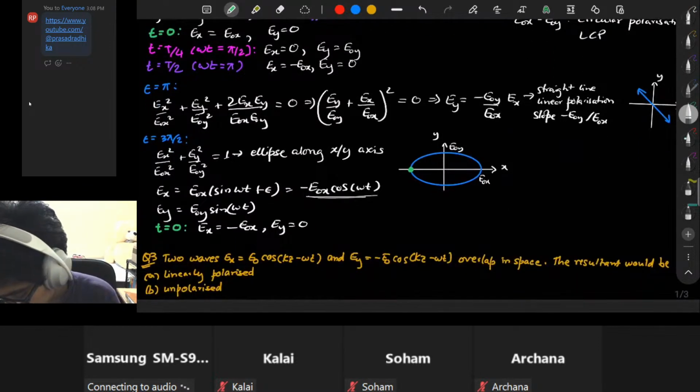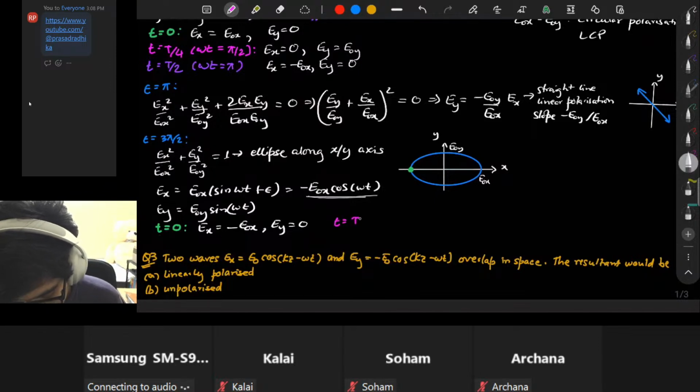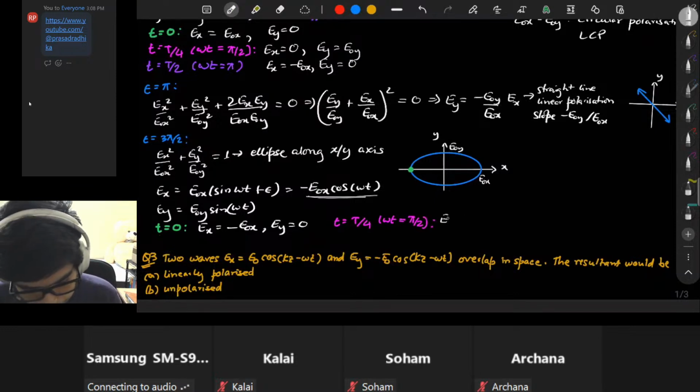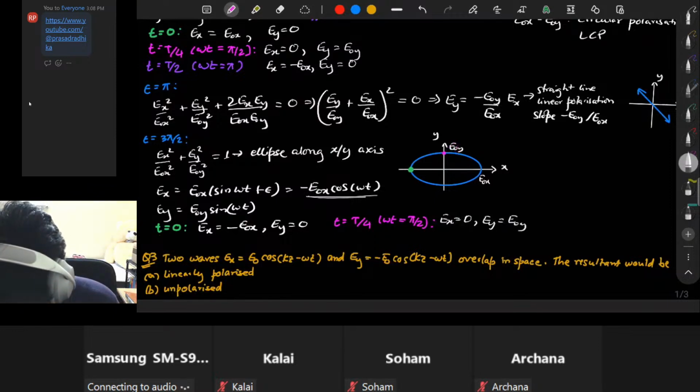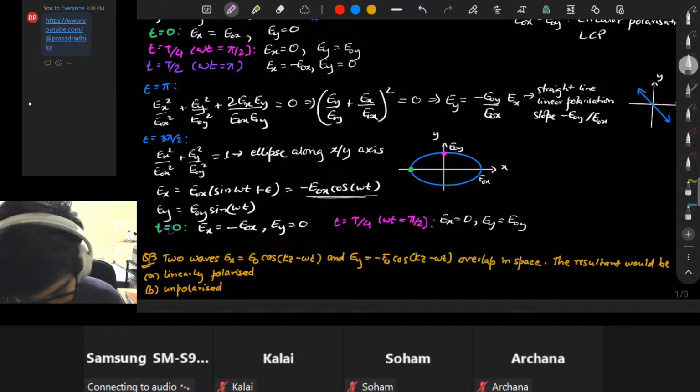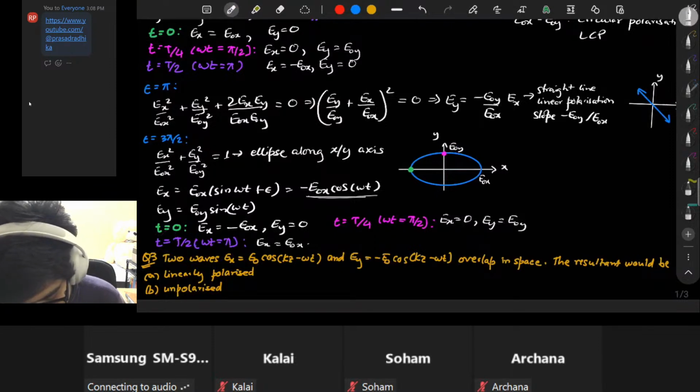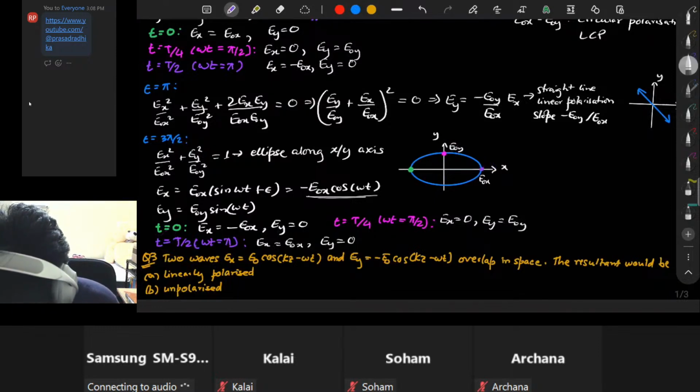Then let us look at the next time, which is t equals T by 4, that is omega t equals pi by 2. In this case, I have Ex equals 0 and Ey equals E naught y, same as the previous case. So this point is over here. And finally, let us look at this last point for us, t equals T by 2, that means omega t equals pi. In this case, my Ex equals plus E naught x and Ey equals 0. That means I am at this point over here.